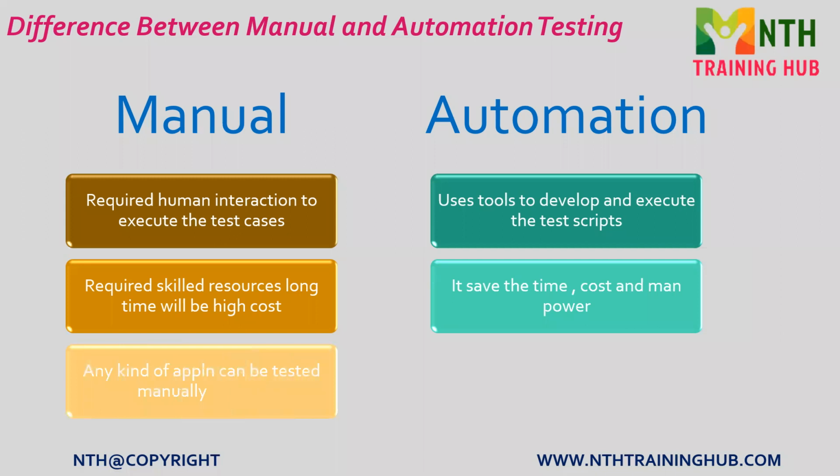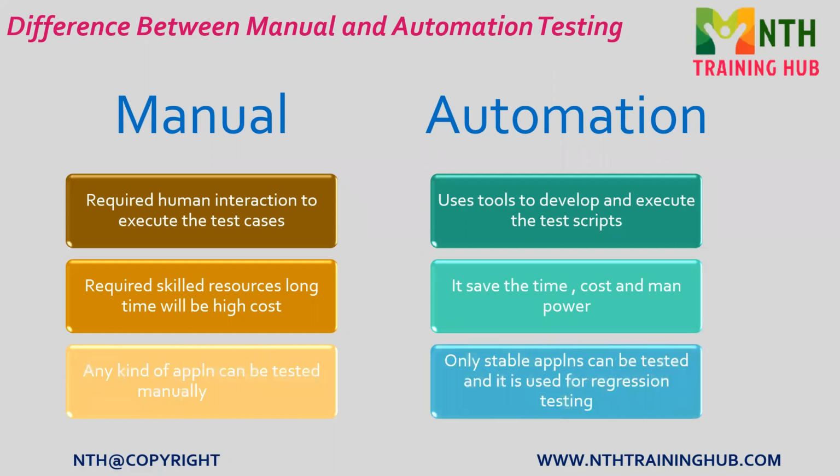Any kind of application can be tested manually. Either a Mac application or a mobile application, any kind of application can be tested. Using automation, only some applications can be tested because of resource problems and accessibility problems. Only stable applications can be tested, and it is used for regression testing. Right? So this is the difference between manual and automation testing.